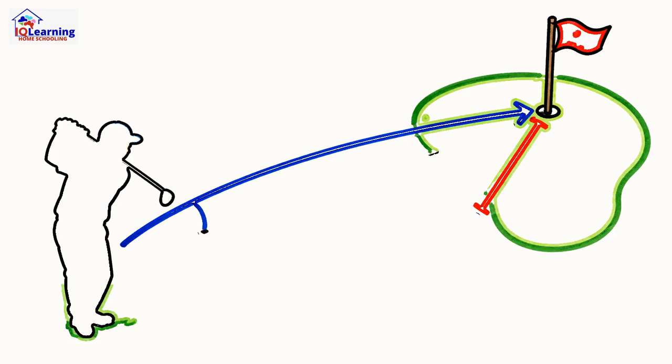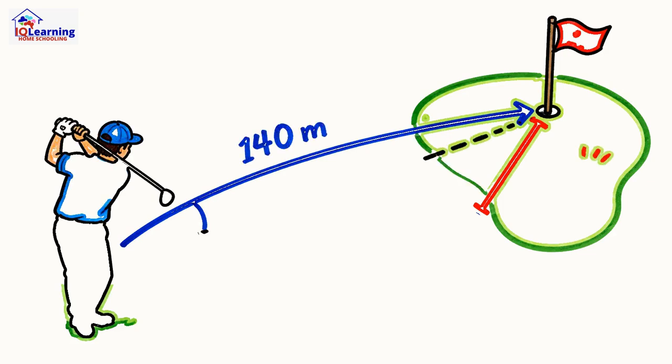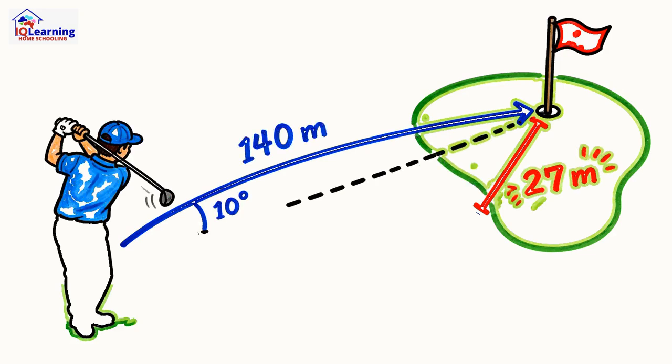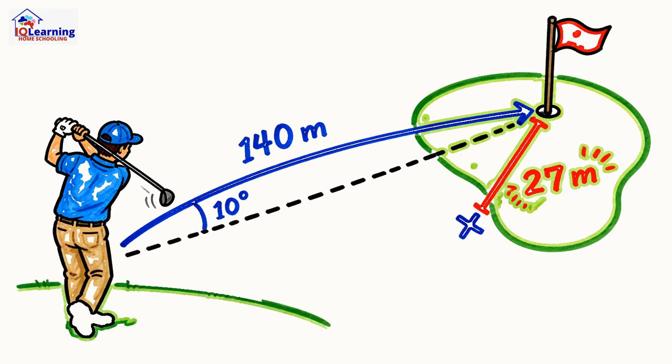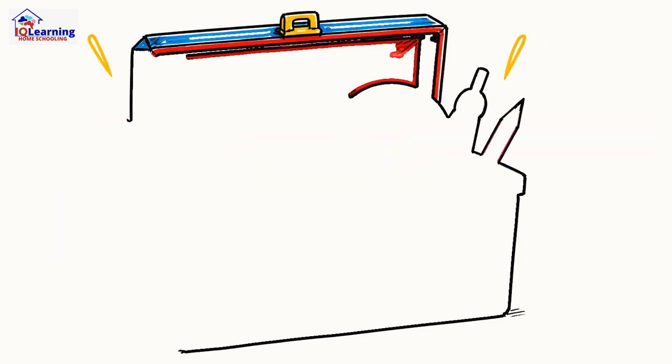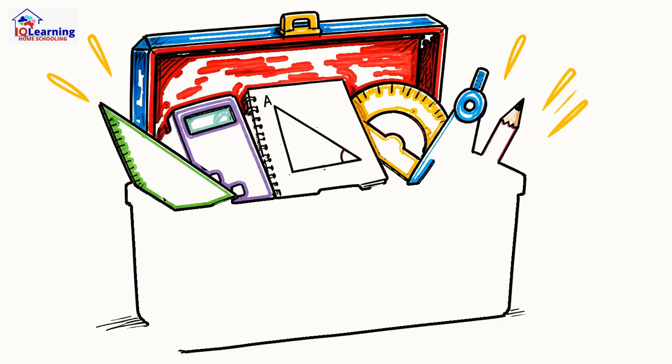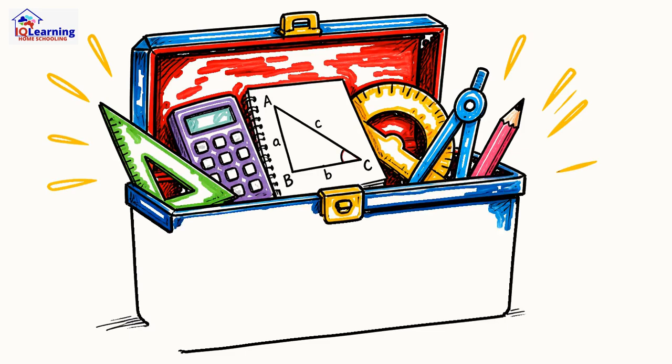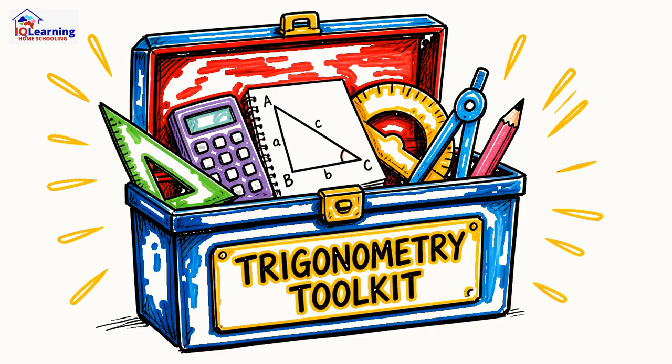A golfer might hit a shot 140 meters, but just 10 degrees off target. The cosine rule shows this small error leaves them a frustrating 27 meters from the hole. From basic ratios to these powerhouse formulas, your trigonometry toolkit is now complete, ready to dismantle any triangular problem you encounter.